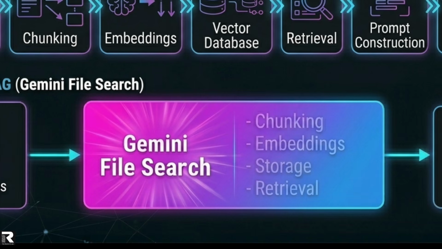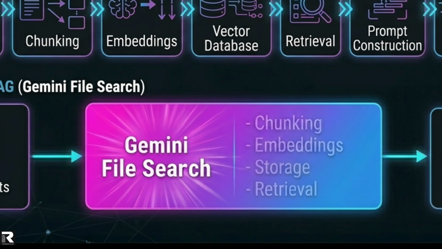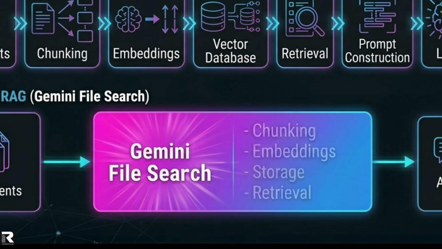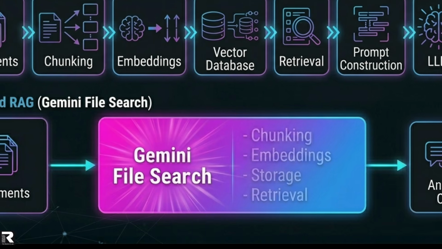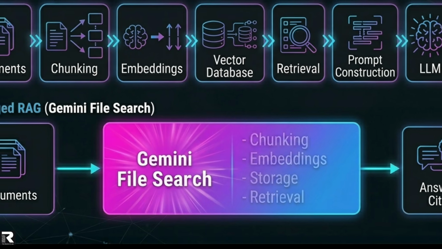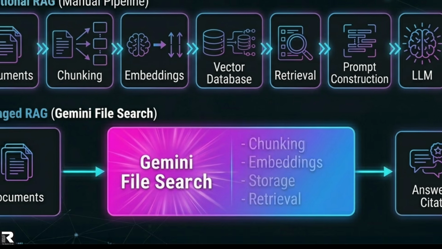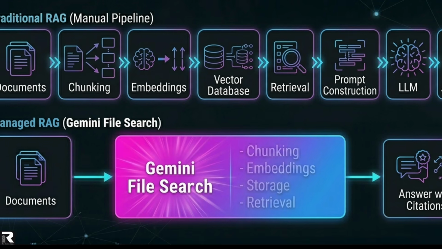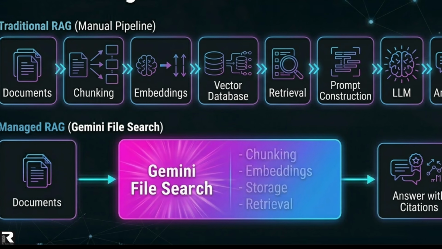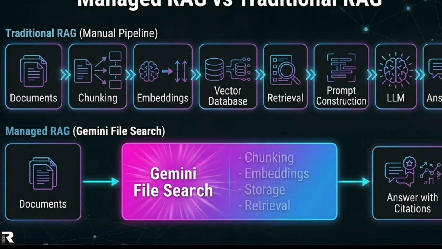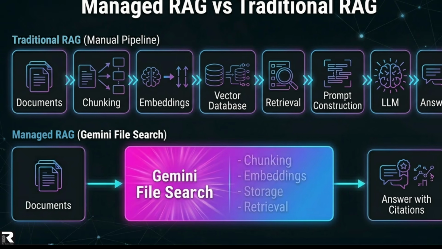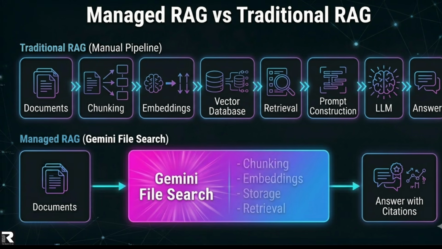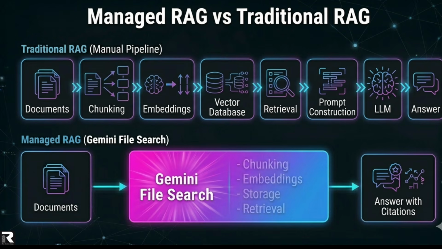Now let's compare that with Gemini File Search. With Gemini File Search, the pipeline doesn't go away, it becomes managed. Chunking, embeddings, storage, and retrieval still exist, but they happen behind the scenes. You don't need to build chunking pipelines, embedding systems, vector databases, vector storage, vector retrieval, retrieval logic. But you still get some control. For example, configuring chunk size and overlap. RAG isn't removed, it's abstracted.